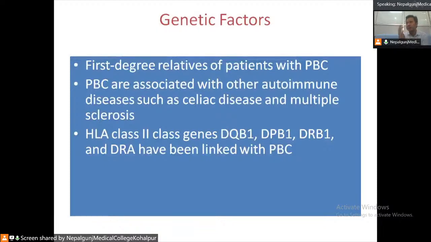You have read about this in microbiology, and in more detail in pathology. HLA is a gene complex encoded by the MHC genes, the major histocompatibility complex genes. The HLA and MHC class genes regulate the immune system.